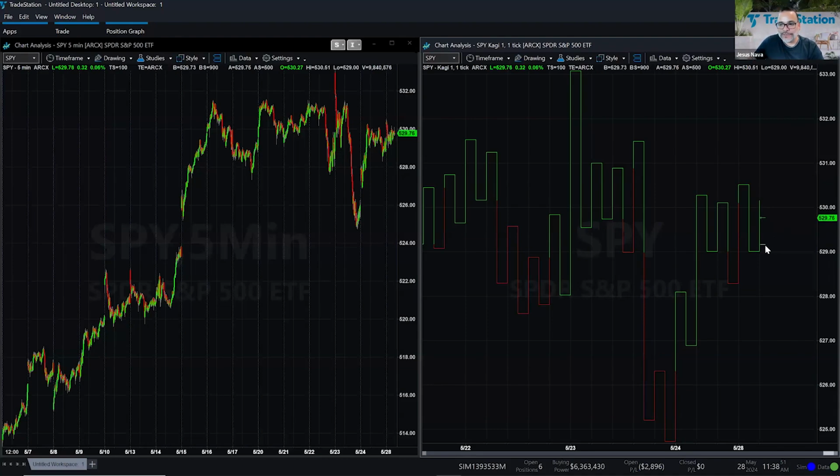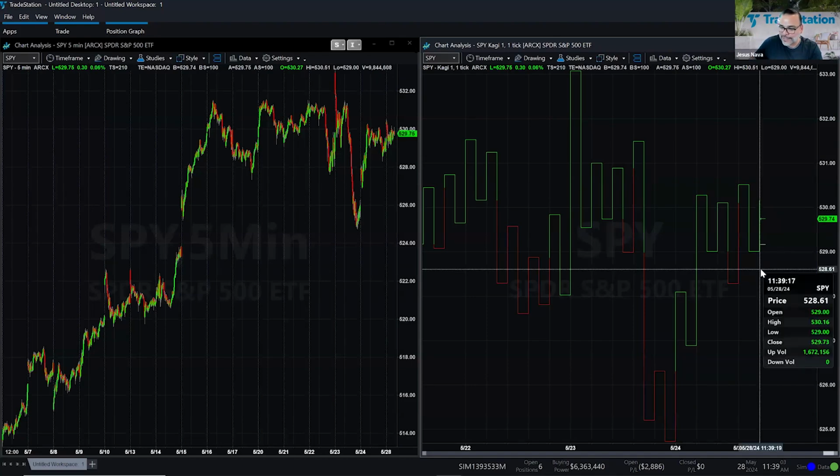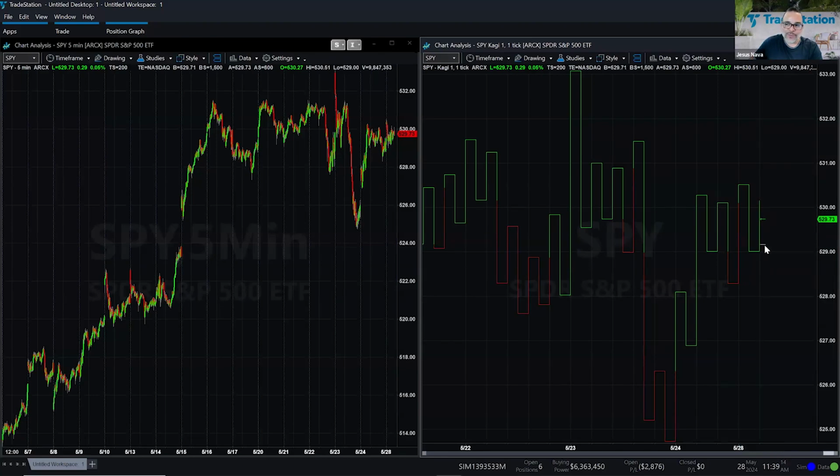And then you have the reversal. The reversal is going to be 1 point, because that's what we specified, right? 1 point from the peak of that line. Let me see what that peak of that line is. You can see the high is 530.16. So the reversal is going to be at 529.16, 1 point lower.